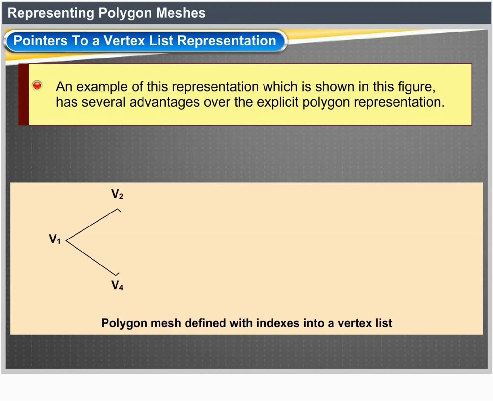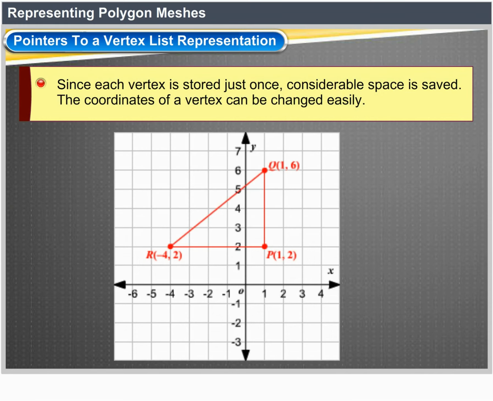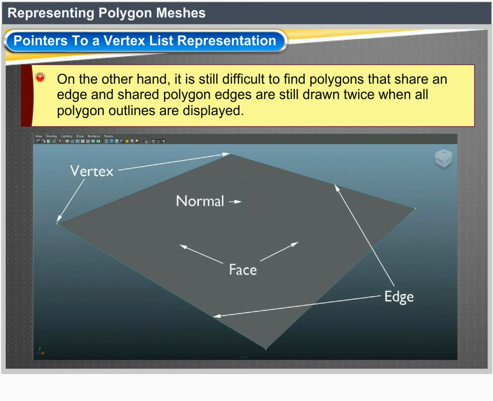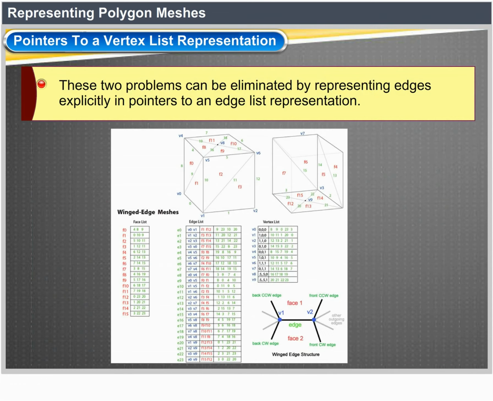Polygon mesh defined with indexes into a vertex list. Since each vertex is stored just once, considerable space is saved. The coordinates of a vertex can be changed easily. On the other hand, it is still difficult to find polygons that share an edge, and shared polygon edges are still drawn twice when all polygon outlines are displayed. These two problems can be eliminated by representing edges explicitly, as in pointers to an edge list representation.